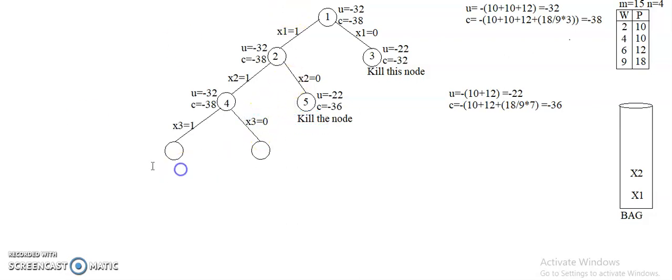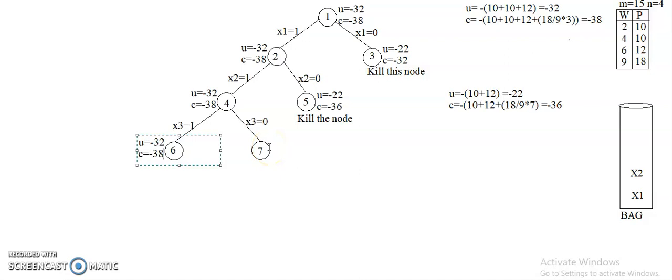So this is node number 6, this is node number 7. If I calculate the upper bound and the cost, the third item is anyway added initially, so I need to retain it. U is equal to minus 32. So cost is equal to minus 38. So this will remain as it is.